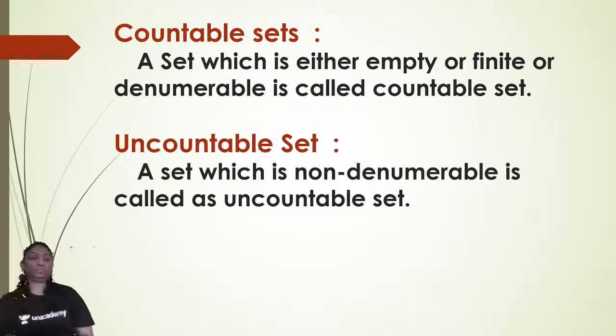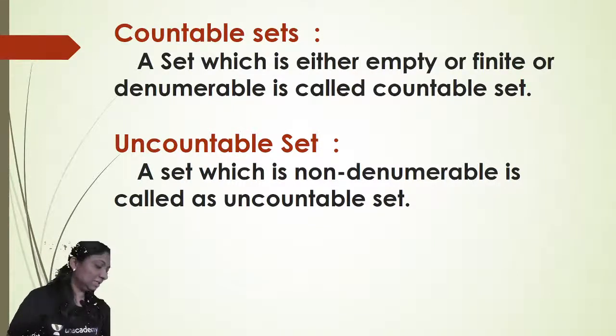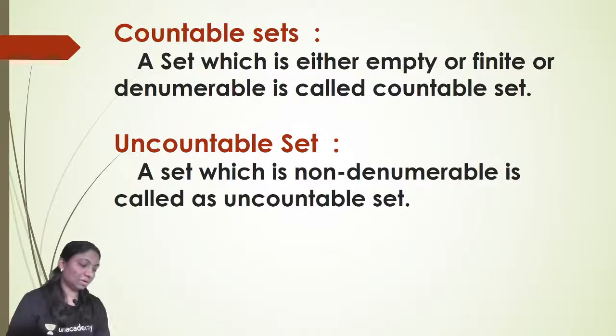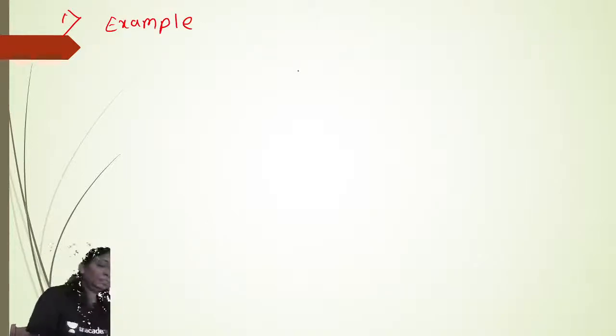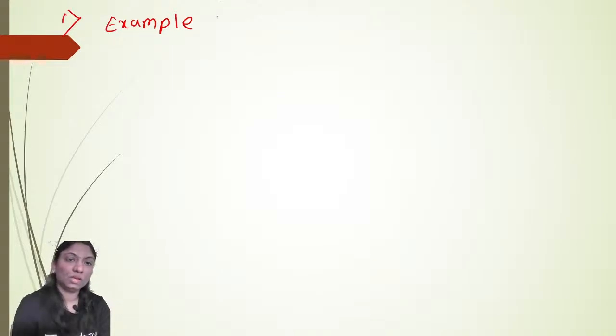Now, we'll see the examples here, of countable sets and uncountable sets. For example, first example, Phi is a countable set.